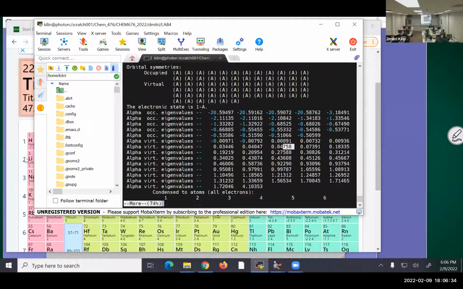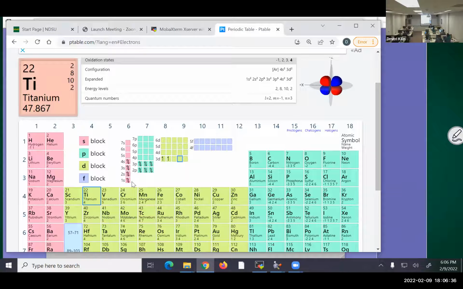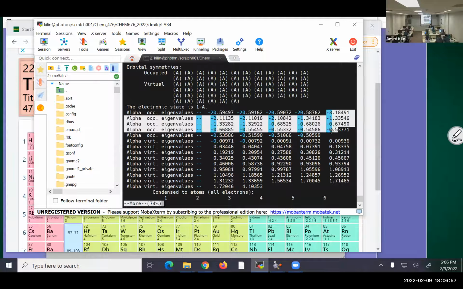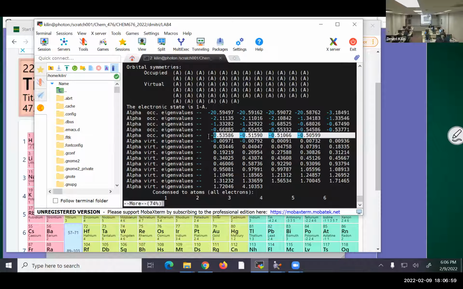If we look on the periodic table, we see that there are 1, 2, 3, 4, 5, 6, 7, 8, 9, 10, 11, 12 orbitals, right? Occupied, and then the rest are unoccupied. Here we have 5 times 5, 25 plus another 4. So 29 occupied orbitals, right?